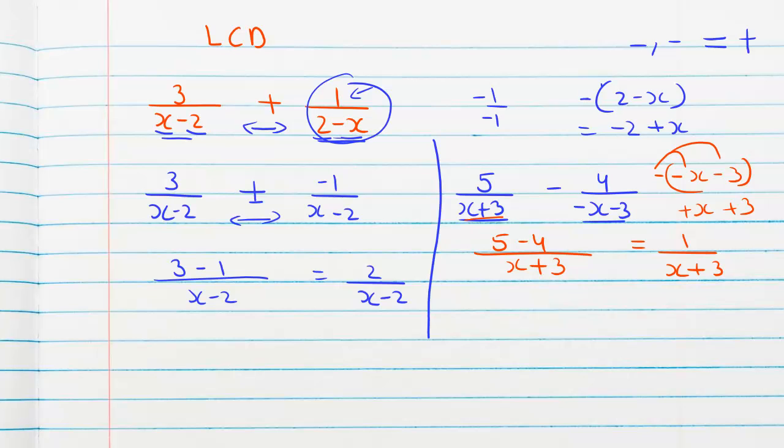Oh, sorry, my mistake. We have to multiply the numerator as well with negative sign. So the 4 becomes actually plus 4, 5 plus 4, that is actually 9. So my mistake, and that is our final answer.